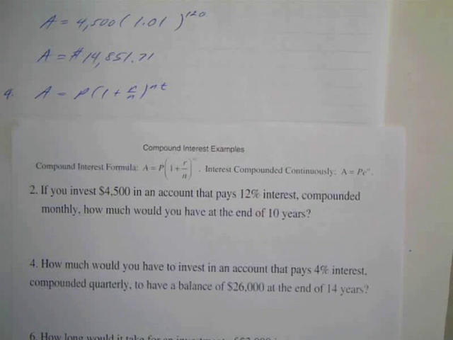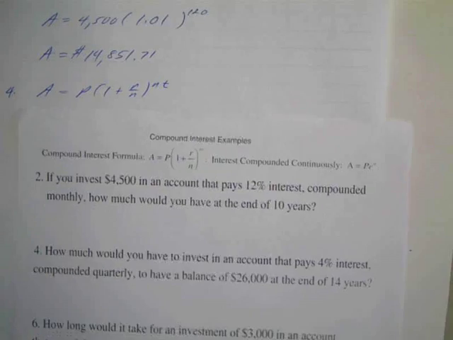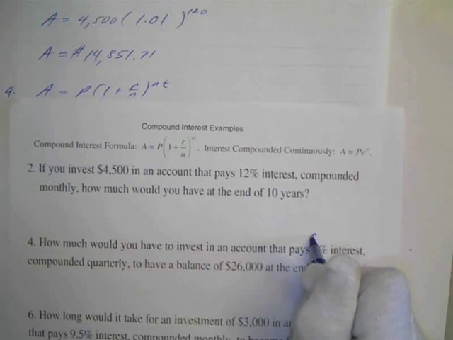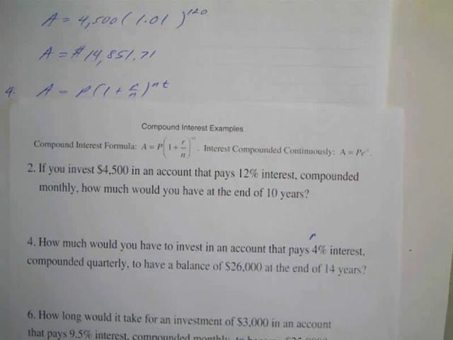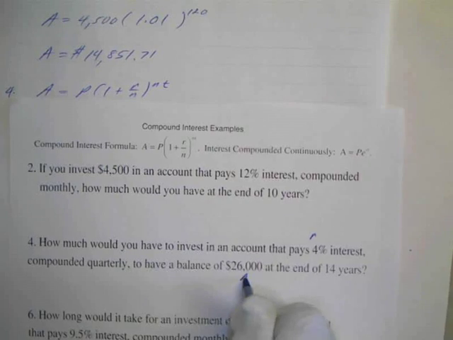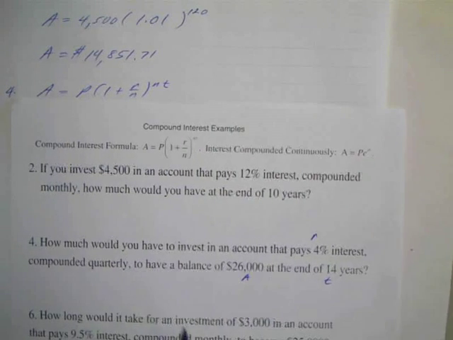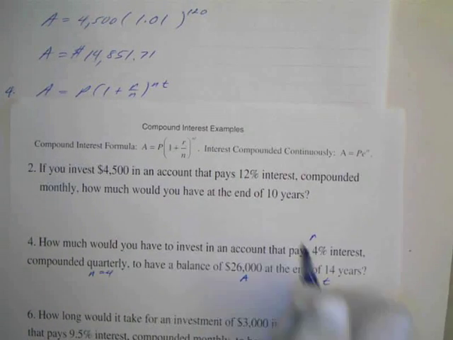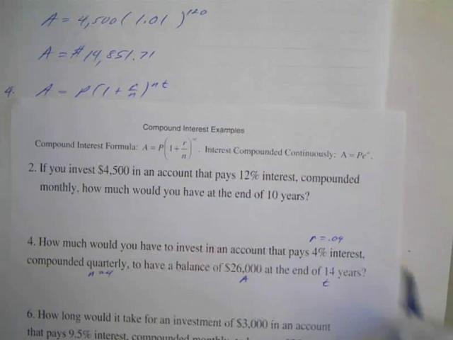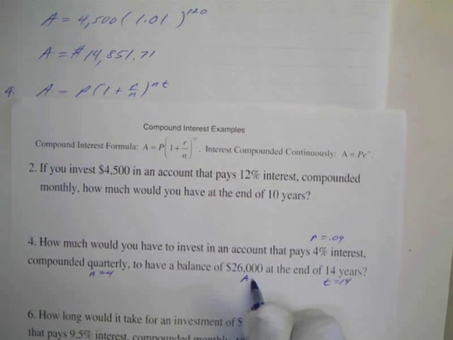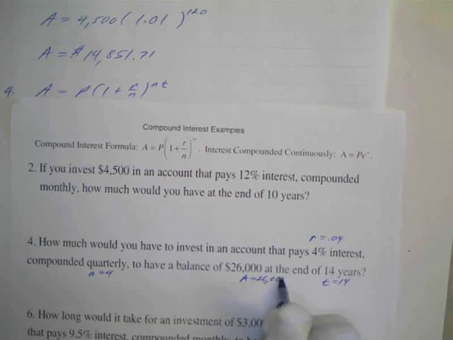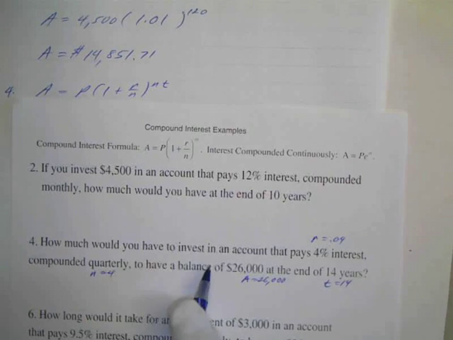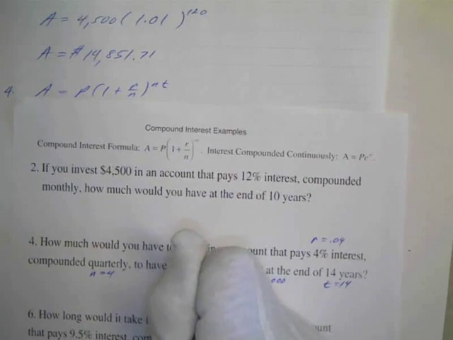So again, if we look at this, right over here, this is our rate. This is our balance, so this is the amount we would have. This is our time. And compounded quarterly means n equals 4. So r equals 0.04, t equals 14 years, and the amount equals 2,600. We've got everything except for the principal, so we're looking for the principal. That's how much we would have to invest.